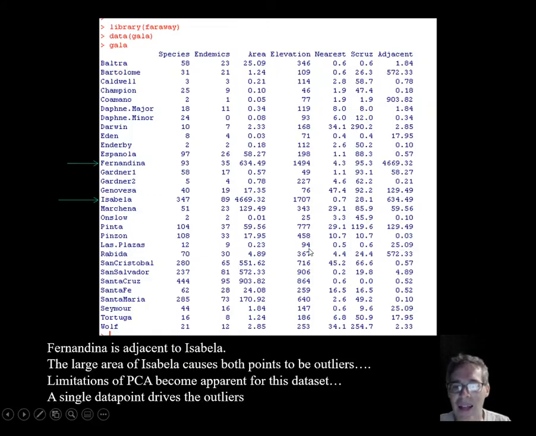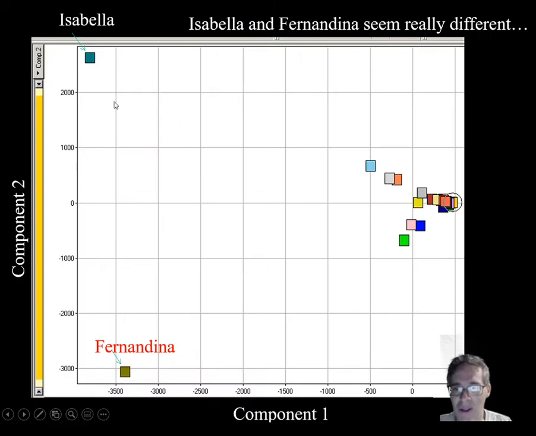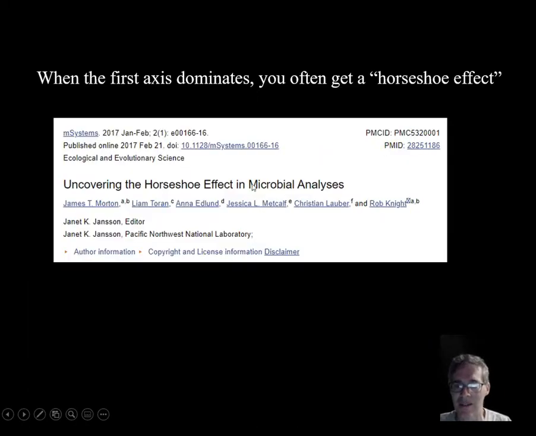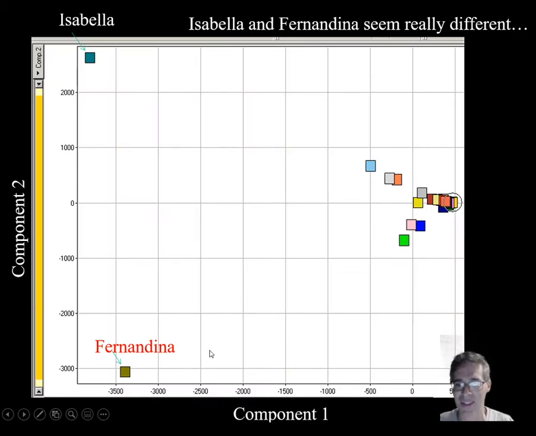So when the first axis dominates, when you have these big outliers here, you often get this horseshoe effect, and that's described in this paper here and in many other manuscripts as well. Sometimes I think of this as just that the first axis is so much stronger than the second axis, but the mathematical requirements of the PCA are that they're orthogonal, and so the first axis sort of has to bend into this horseshoe shape in order to maintain the orthogonality requirement between component 1 and component 2.